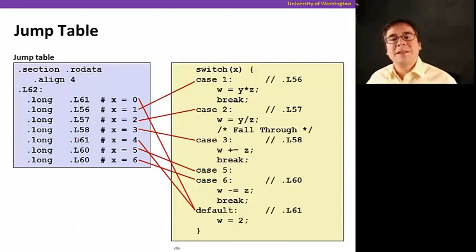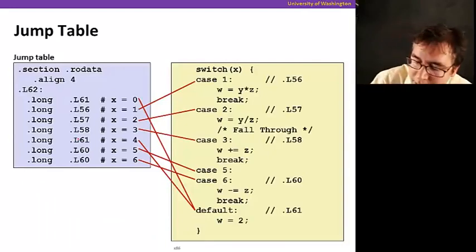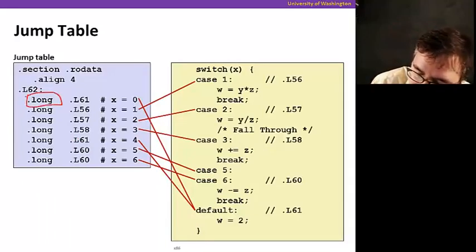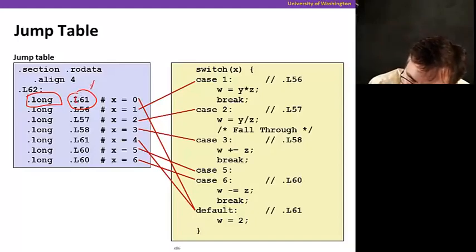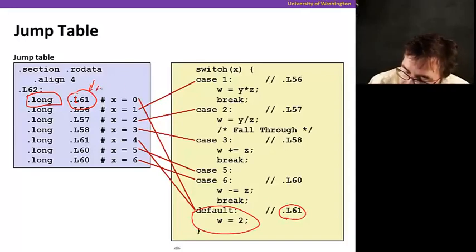Now this jump table is just a list of addresses, and here's how it gets set up. In assembly, you'd see a declaration of a long word that happens to be the same value as the label that maps to the address of the code block. So if we take .L61, that's where the default code block starts, so the corresponding instruction address is going to be stored here, and same thing for the other case values.